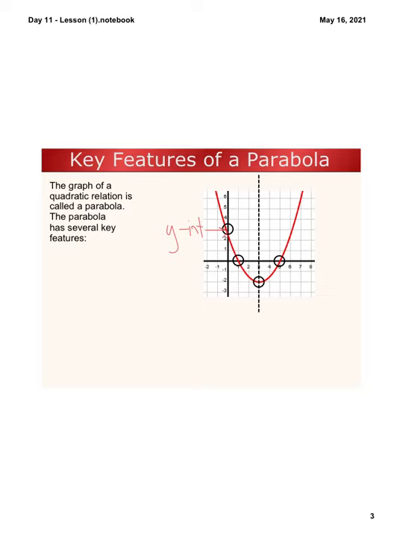The next key feature that we're going to be talking about is called the vertex, and it's this point at the very, very bottom of a parabola, or if the parabola was facing the other way, it would be the point at the very top.